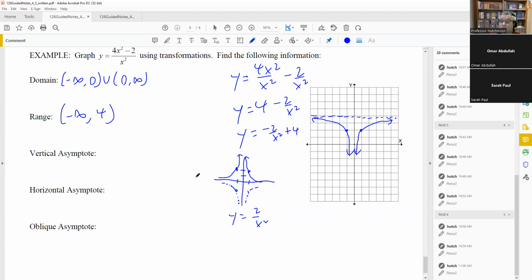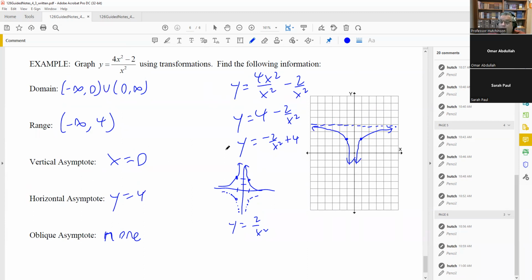Vertical asymptote: we already said it was right here, x equals 0. The horizontal asymptote is where the 4 on the end moved it up to, so y equals 4. And for oblique, we'll put none because we already see there is a horizontal asymptote in this case, so there's no oblique. I just wanted to do this one example for you, so we have an example of this that's in the homework.